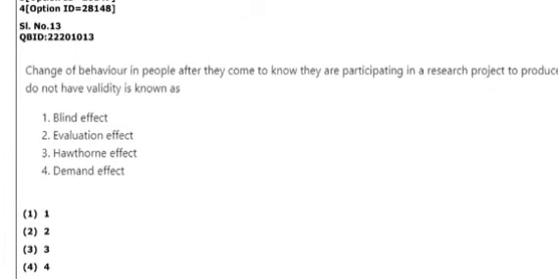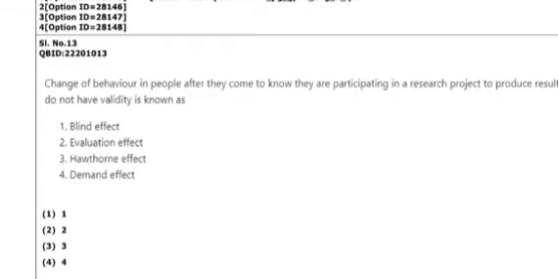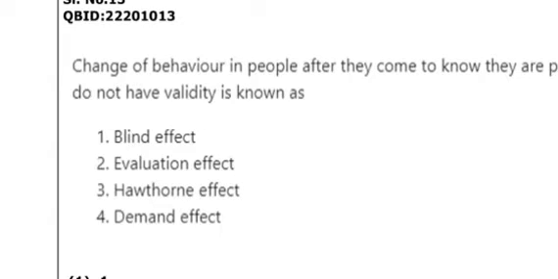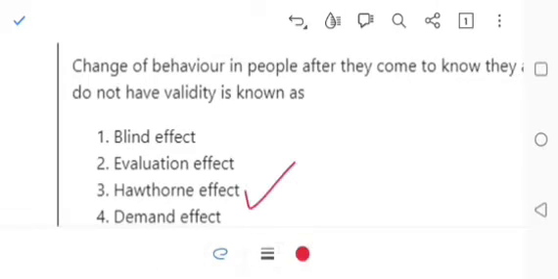Number 13 says change of behavior in people after they come to know they are participating in a research project, producing results that do not have validity, is known as what? We have 4 options as usual: blind effect, evaluation effect, Hawthorne effect, then demand effect. So it will be number C. That means Hawthorne effect will be the correct answer.